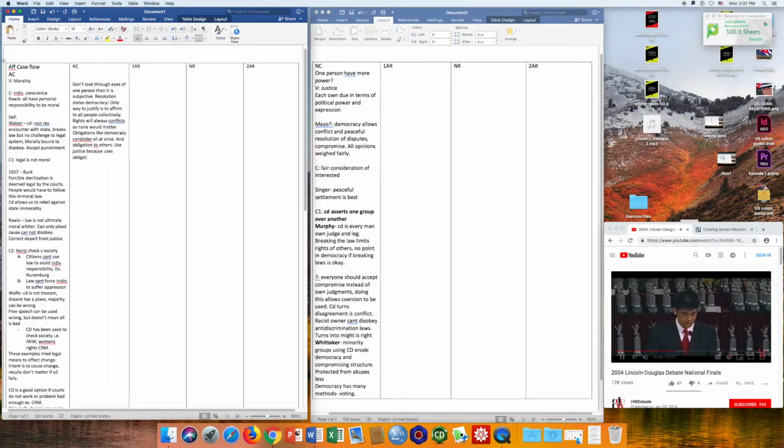Go to his contention 1 now. He talks about how laws can be immoral. However, the individual can be immoral as well. He still hasn't proven any sort of definite benefit to the affirmative side in terms of morality.